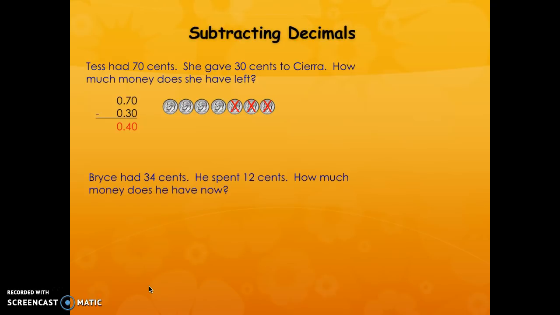New problem. Bryce had 34 cents. He spent 12 cents. How much money does he have now? So he spent some, so he has less than what he started, so it's a subtraction problem. Line up the decimals, do my subtracting. If you need to see it visually, there's 10, 20, 30. There's the 34 cents. There's the 10, 11, 12. And you can see that we have 22 cents left.